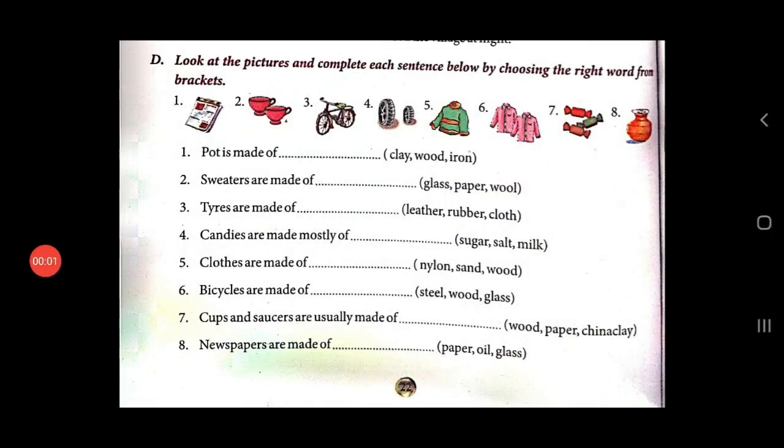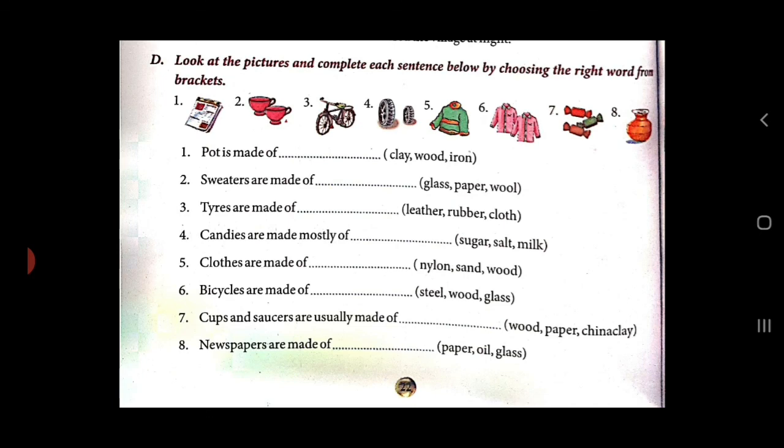Next question on the same page, page number 22, question D. Look at the pictures and complete each sentence below by choosing the right word from brackets. Now in this question, children, instead of a clue box, they have given you a few pictures, you can see, right? First of all, you have to read the sentences one by one and then find the answer. How will you find the answer? See. Pot is made of dash. Can you see three options are given in the bracket? Clay, wood, iron.